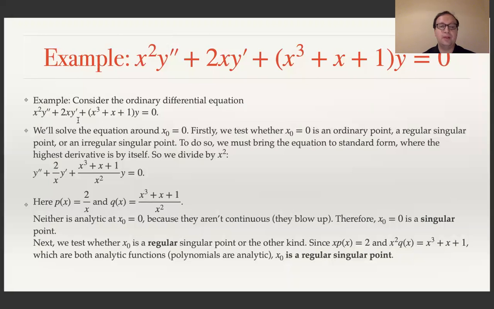So now the next step is we want to find out the power alpha that starts the generalized power series. So let's look at an example and see how this is done. Consider the equation x squared y double prime plus 2xy prime plus (x cubed plus x plus 1) times y is equal to 0. And let's try to solve it around the starting point x equals 0.